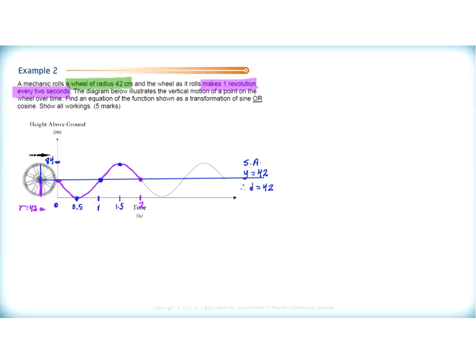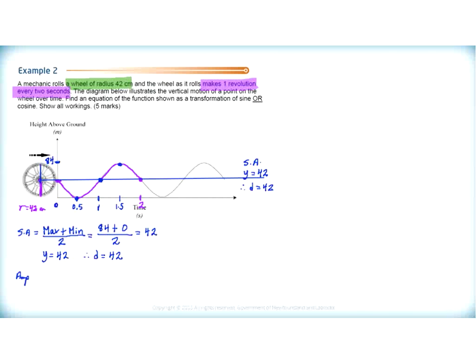So algebraically, we can determine that the equation of the sinusoidal axis is equal to the maximum plus the minimum, divided by 2. The maximum value of the function is at 84, which represents the diameter of the wheel, plus a minimum value, which is at 0, divided by 2. 84 divided by 2 is 42 centimeters. So we have the sinusoidal axis at y equals 42, and that gives us the value of d in the equation of the function.